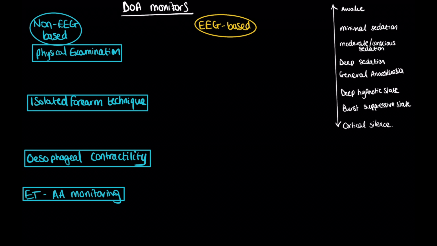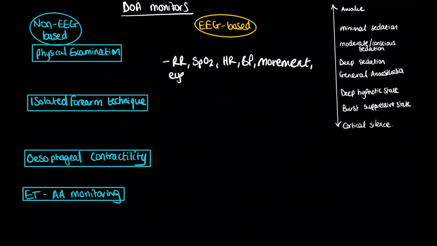Physical examination and clinical observations are by far the simplest and include all the things that we monitor already in the operating theatre, including respiratory rate, saturations, heart rate, blood pressure, movement, eyelash reflexes, and responsiveness. You might have already noticed during your own anaesthetic practice that the heart rate, blood pressure, and respiratory rate might rise if a patient is in a lighter plane of anaesthesia.